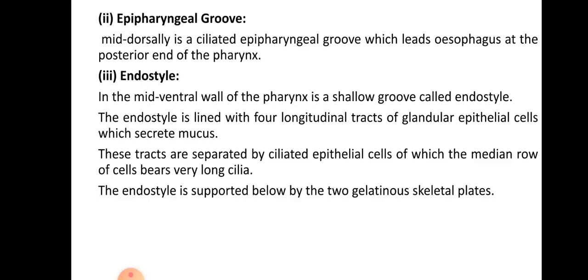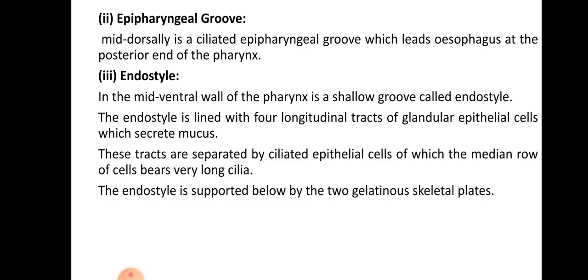So now let's learn one by one. Now when we talk about this epipharyngeal groove, it is a prominent ciliated groove present mid-dorsally along the roof of the pharynx. So since it is present on the roof, we call it the epipharyngeal groove. Now posteriorly it runs up to the esophageal opening. Then the endostyle.